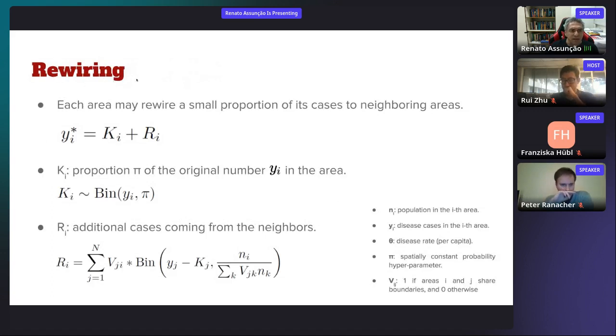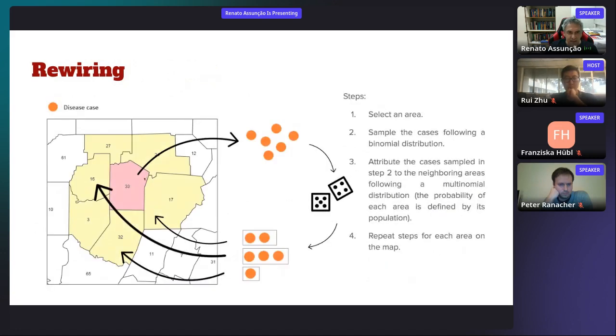So the rewiring procedure is a way out of this problem. In each area, we may rewire a small proportion of its cases to neighboring areas. So just to make it very quick and short, in each one of the areas, we have this number of cases, which will now be a certain amount of people from the original map. This Ki is just the proportion of the original number of disease cases in the area, plus a certain number of people that come from the neighboring areas. This Ri then is just additional cases coming from the neighbors. The formula is more complicated here, but basically what we do is we keep the same spatial pattern in this synthetic map that we create as is present in the original map.